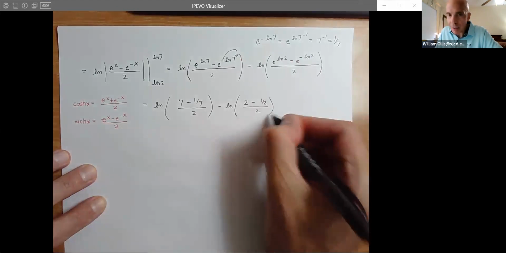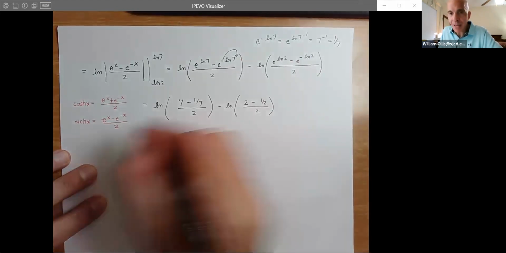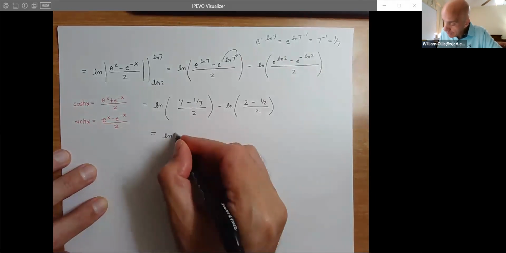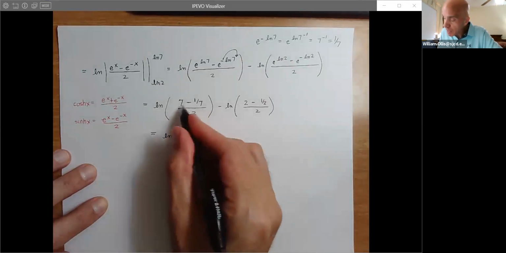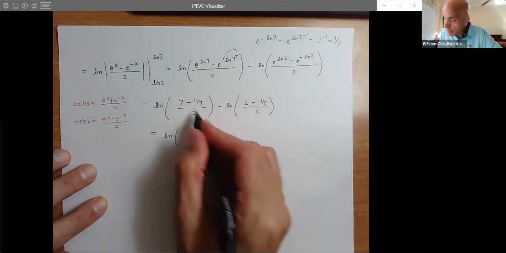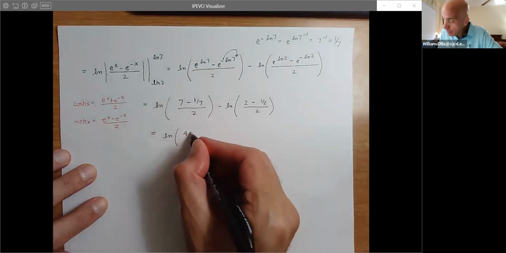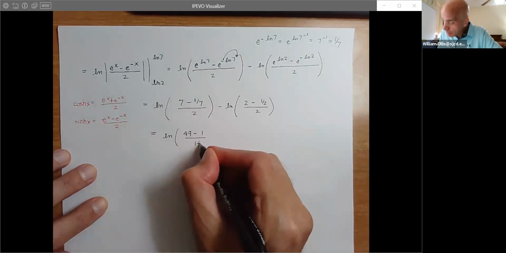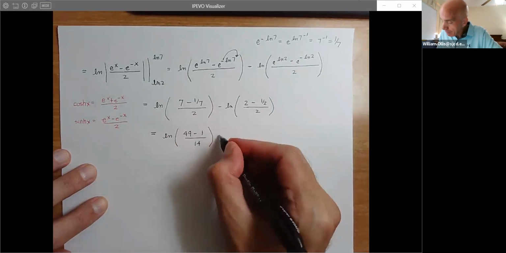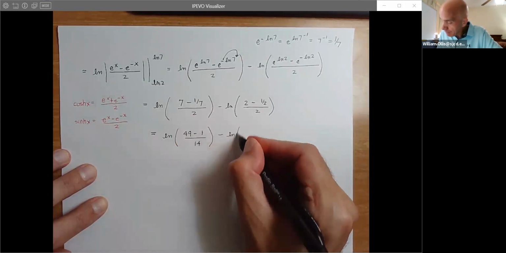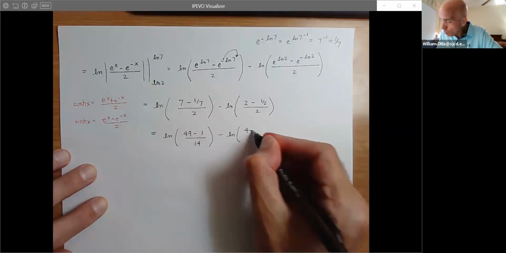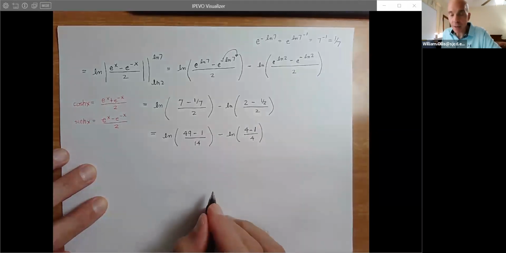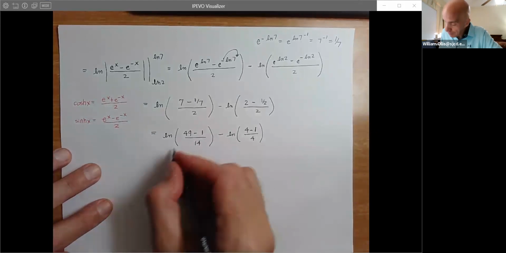This is a really elegant problem. Lots of nice mathematics going on here. And so we have ln. So let's get a common denominator of 7 here and collapse it. So we'll have 49 minus 1 divided by 14, minus ln. So we'll have 4 minus 1 divided by 4, collapsing the fraction.